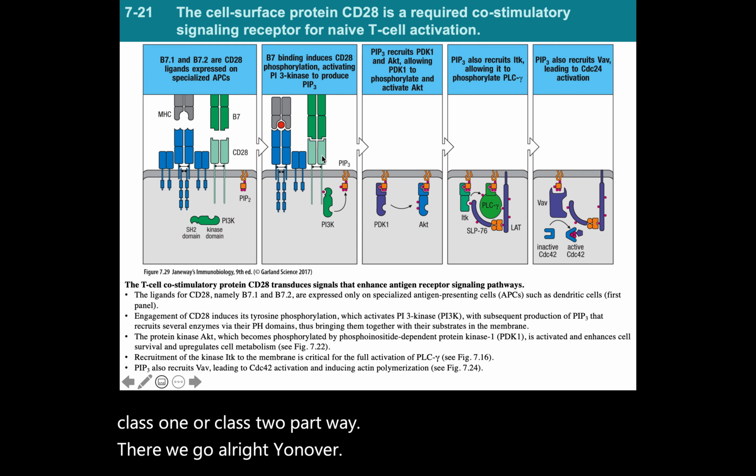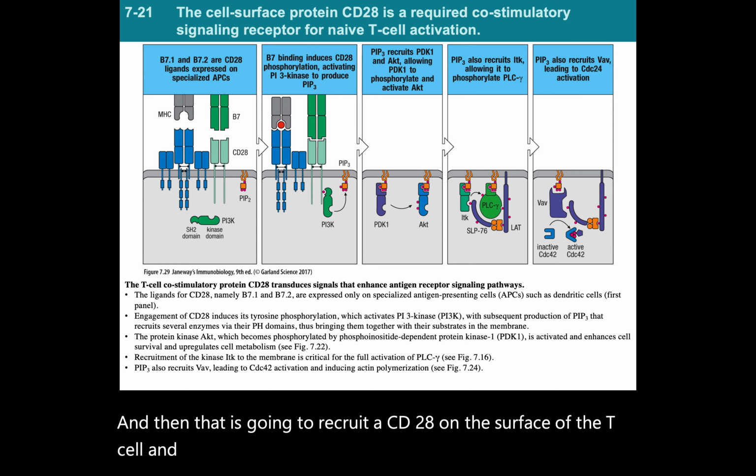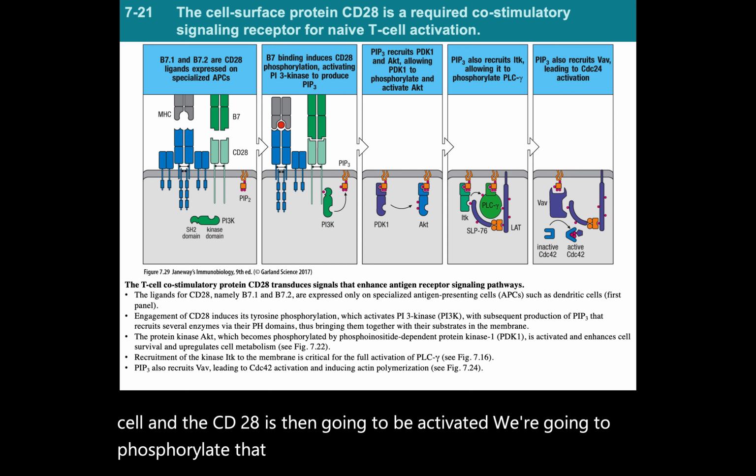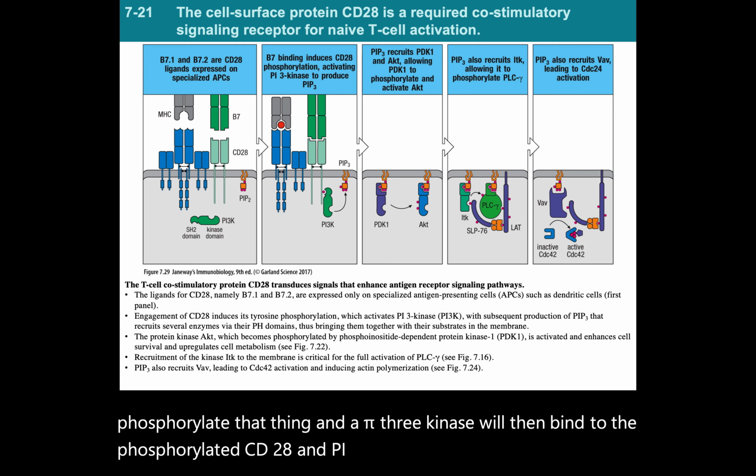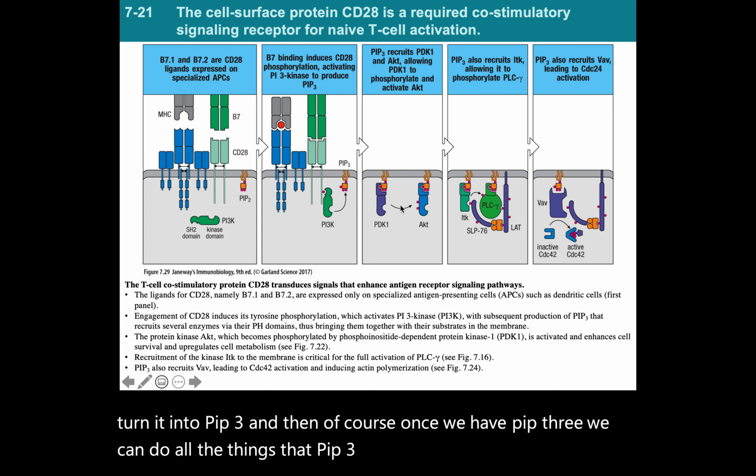Then that is going to recruit a CD28 on the surface of the T cell, and the CD28 is then going to be activated. We're going to phosphorylate that thing, and a PI3 kinase will then bind to the phosphorylated CD28. The PI3 kinase is going to take PIP2 and turn it into PIP3. And then, of course, once we have PIP3, we can do all the things that PIP3 does. We can anchor PDK, which activates AKT, which is also anchored.